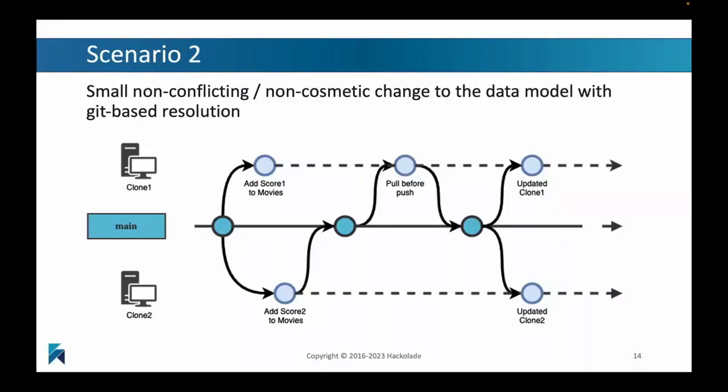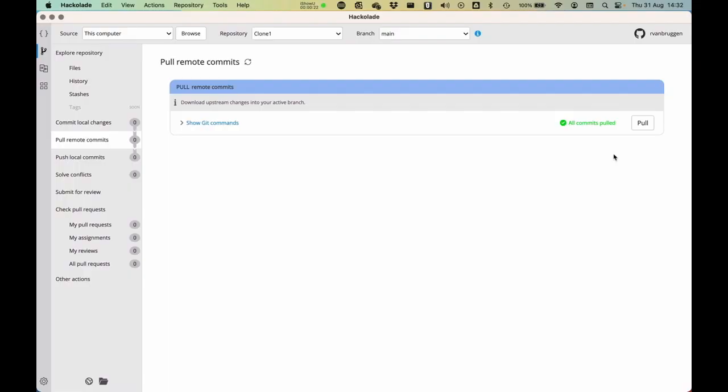So let's take a look at scenario 2. Very similar to scenario 1. We're going to make a small, non-conflicting, but also non-cosmetic change to the data model. And we're going to be resolving those changes using Git-based resolution techniques. So let's take a look at that. And here we are again.